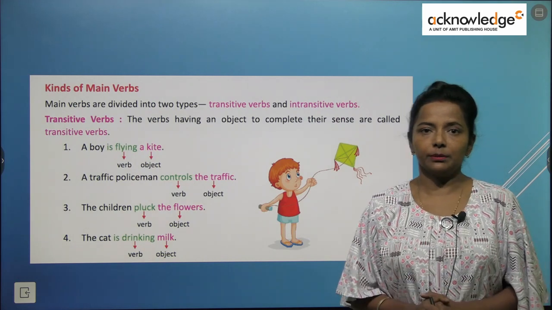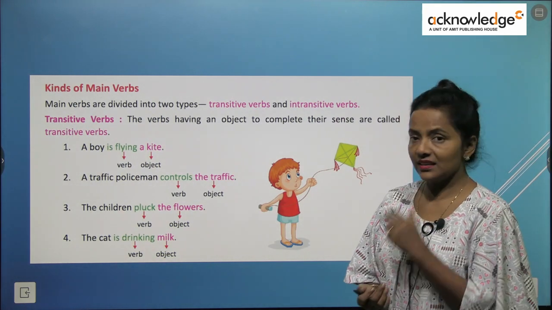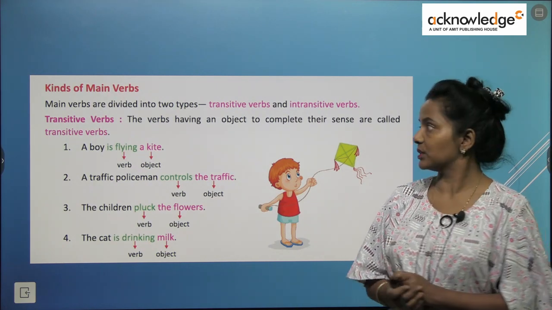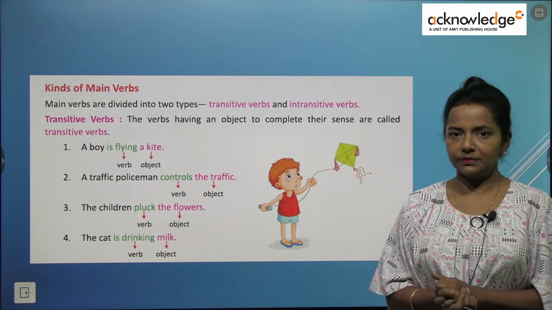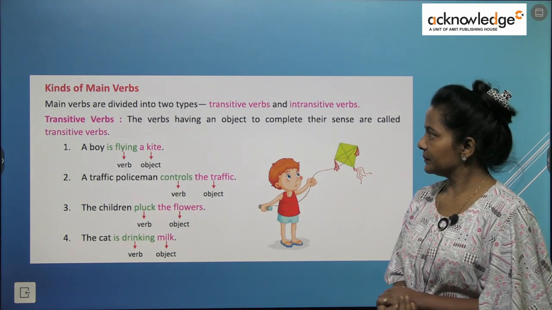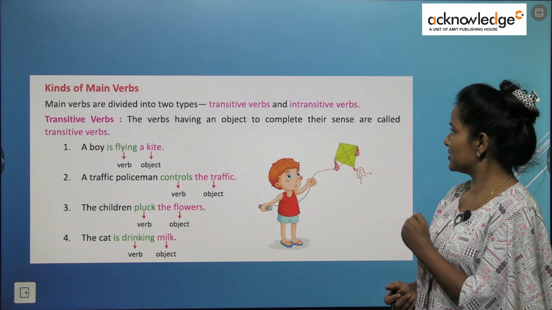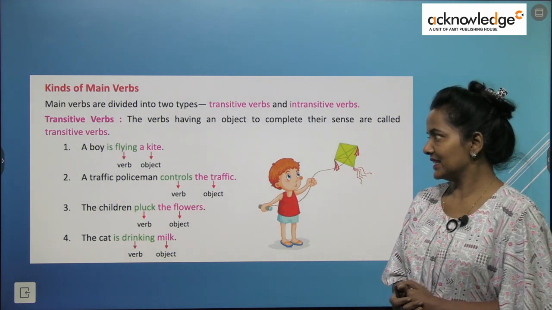Kinds of main verb. अब ये जो main verb है इसके भी kinds हैं, different kinds हैं. There are two kinds of main verbs. Main verbs two kinds के होते हैं. Transitive verbs and intransitive verbs. So let's see what are transitive verbs. The verbs having an object to complete their sense are called transitive verbs.